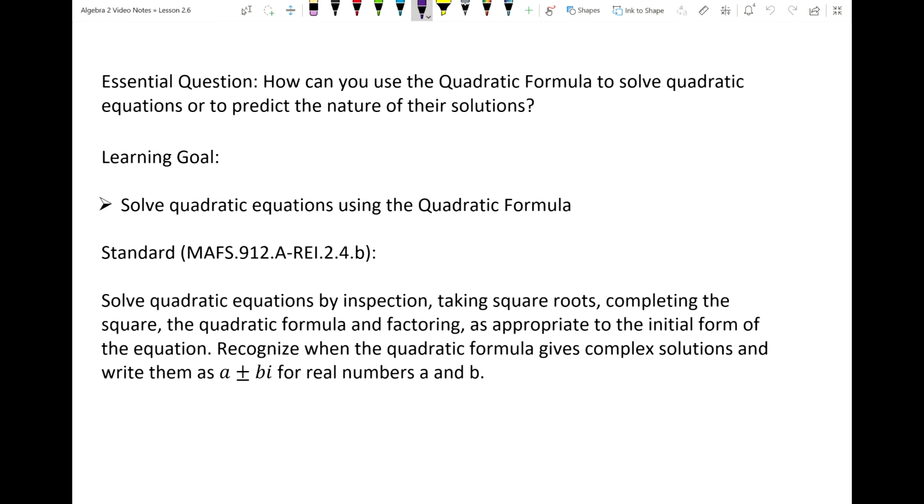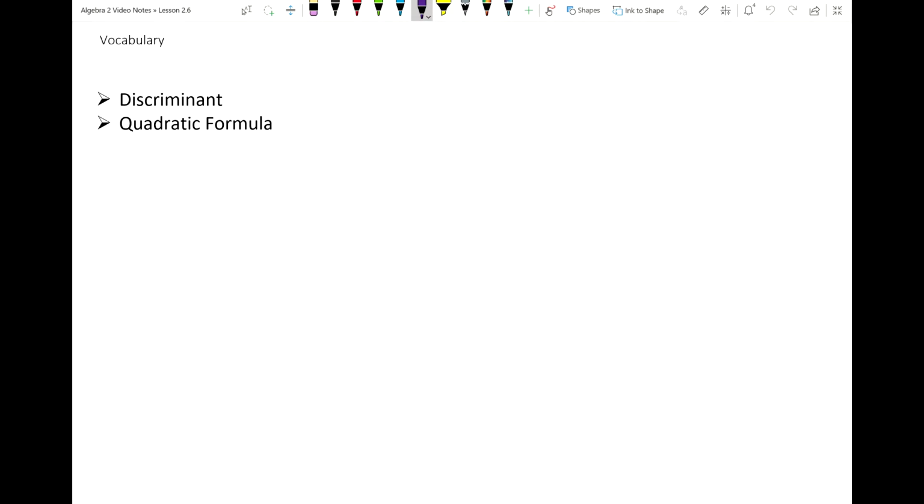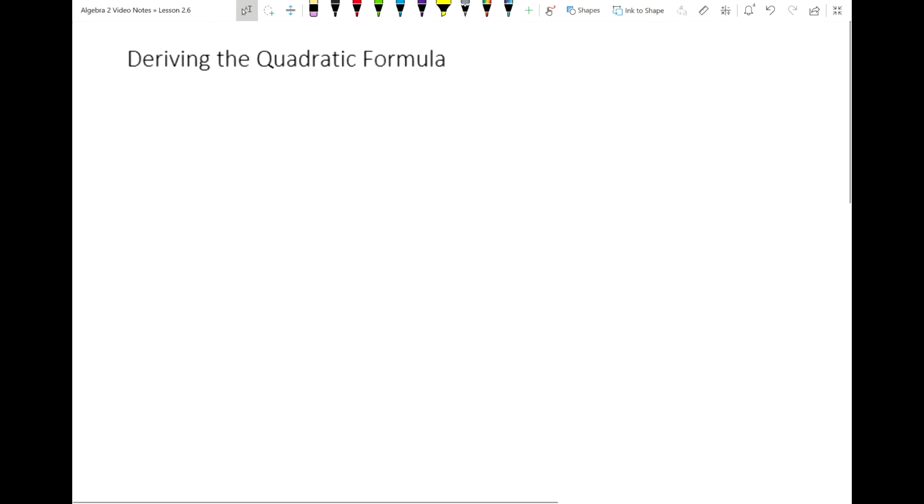And this is based off of the standard, which is we need to be able to solve quadratic equations multiple ways, such as inspection, taking square roots, completing the square, quadratic formula, and factoring. But we're going to be focusing exclusively on the quadratic formula today. So in order to understand the lesson, we're going to be talking about the discriminant as well as the quadratic formula.